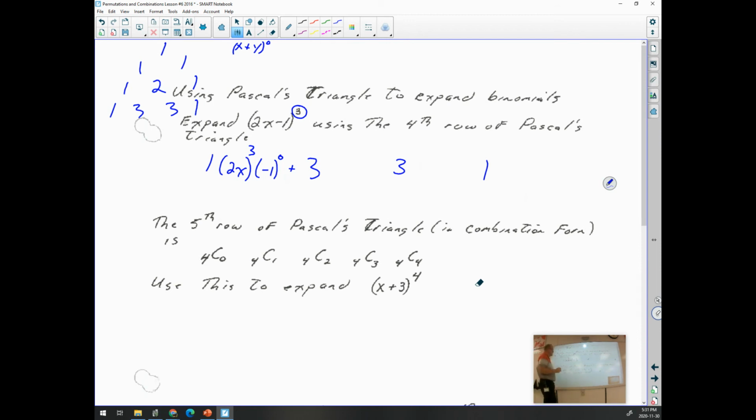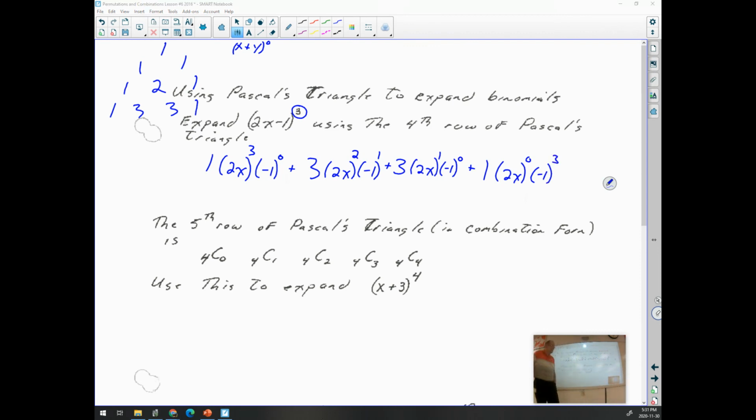My second term will have the 2x to the power of 2. So I'm going to take 1 off of that exponent, and I'm going to add 1 to the next guy. And I'm going to continue that pattern. 2x to the power of 1, negative 1 to the 0. And over here we have 2x to the power of 0 and negative 1 cubed.